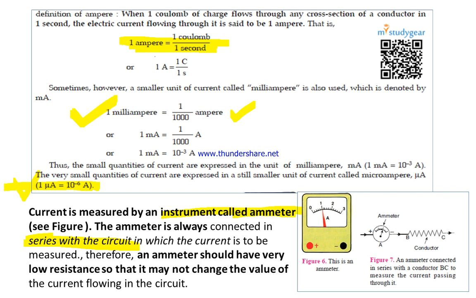Here you can see that B and C is a part of a conductor. So if you want to measure the current in this conductor, you have to connect it in the same line, in series. Not like this, not like this. You have to connect it in series only. There is one more line: an ammeter should have a very low resistance so that it may not change the value of current flowing through it. We have not discussed resistance yet, but just note these points; we will understand this point once more when we discuss resistance.